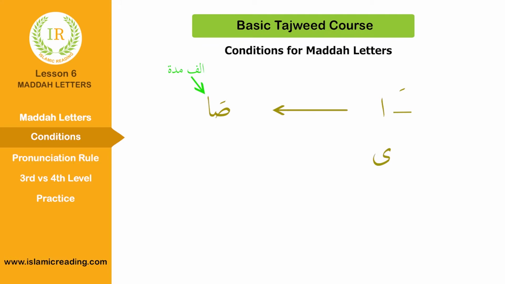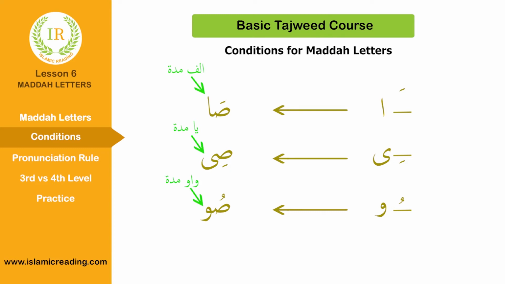The second Maddah letter, Ya. A Ya will only be called a Ya Maddah if it has Kasra on the preceding letter. If it does not have, it won't be Ya Maddah. And the third Maddah letter, Waw Maddah, is only called Waw Maddah if it has Dhamma on the preceding letter. If it does not have, then it won't be Waw Maddah, it will be simply a Waw letter.